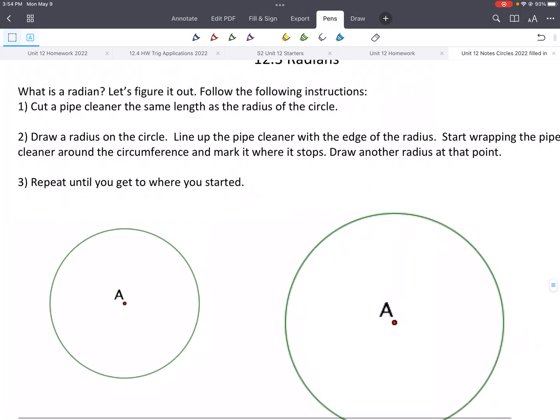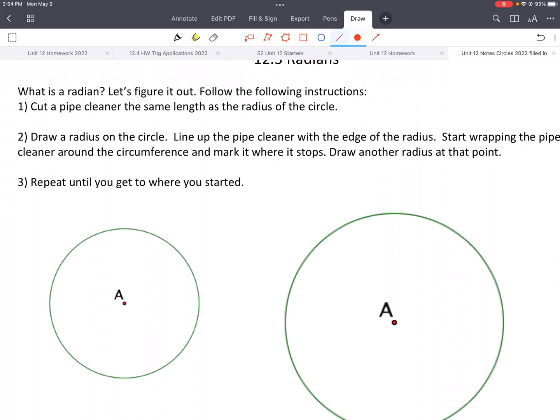All right, so here is an activity that we did in class. We used pipe cleaners. Okay, so we basically measured the length of a radian. So we cut a pipe cleaner so that it would be the same length as the radius. And then the second step is to draw a radius and then use that pipe cleaner to follow along the edge of the circumference.